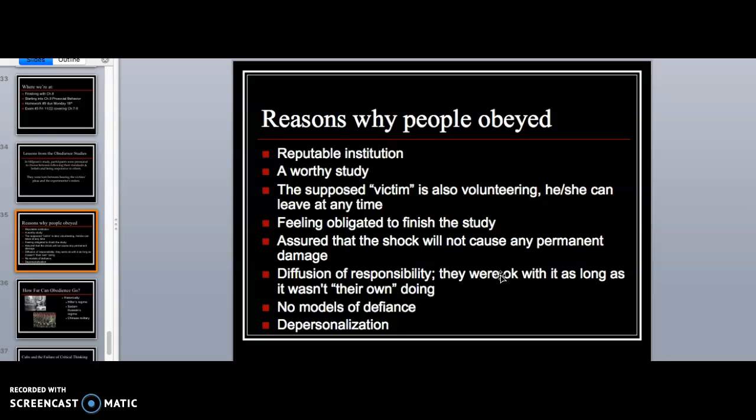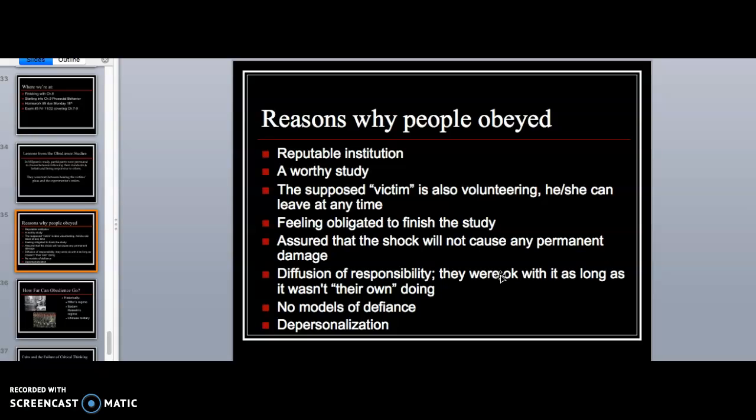What Milgram discovered are here some reasons why people obeyed. One was that it was a reputable institution where the study was taking place. It was a worthy study. The supposed victim was also volunteering, and he or she could leave at any time. And the person often felt obligated to finish the study because they already started it. Remember that reciprocity and commitment norm. Once somebody starts something, they want to be able to finish it. So they often felt like they had to finish even though they didn't want to.